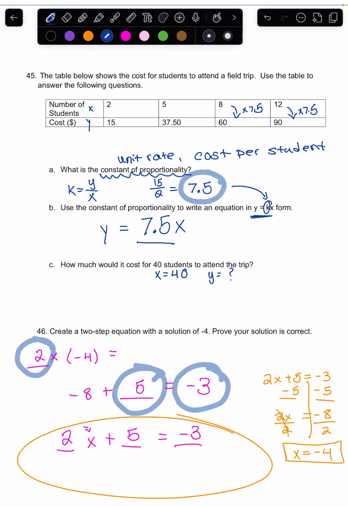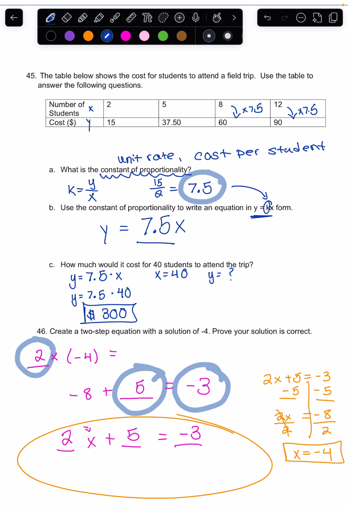Well, you have an equation. It tells us every Y value is equal to 7.5 times your X value. So they give us an X value of 40. So we replace X with 40. So in this case, all you have to do is 7.5 times 40, and you'll get that it would cost $300 for 40 students to go on this field trip.